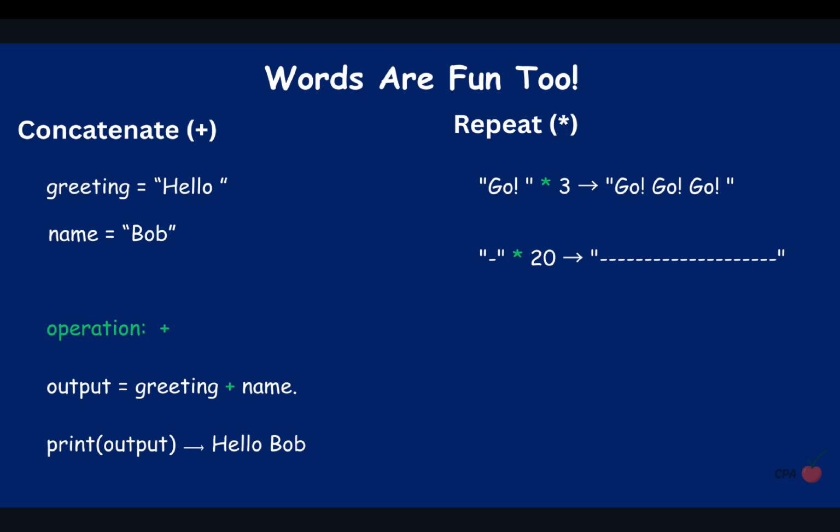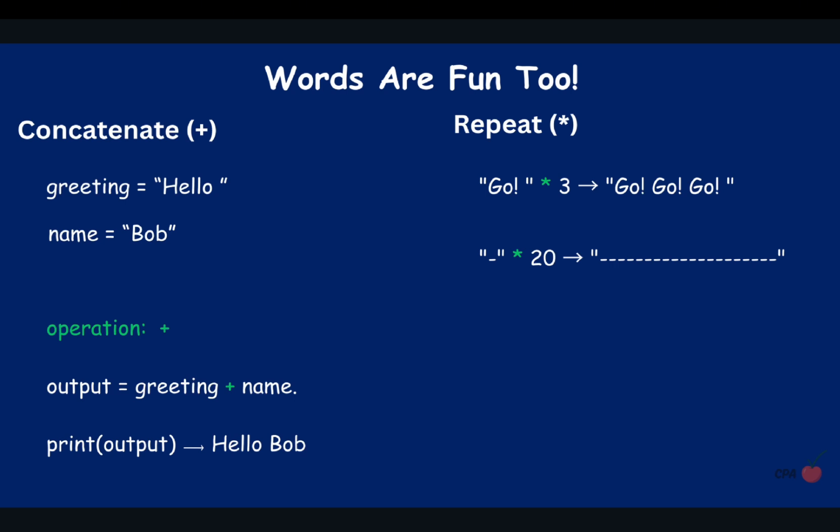It doesn't do math with text. Instead, it repeats it. So if we have go exclamation mark and we multiply it, or use the asterisk sign, by 3, we will have go exclamation mark repeated 3 times.